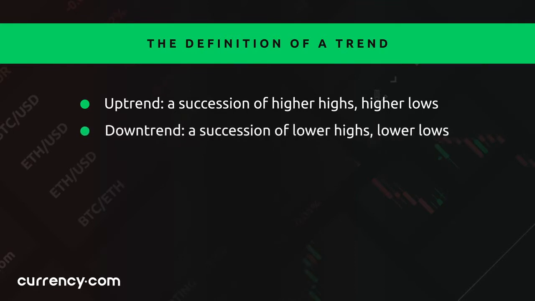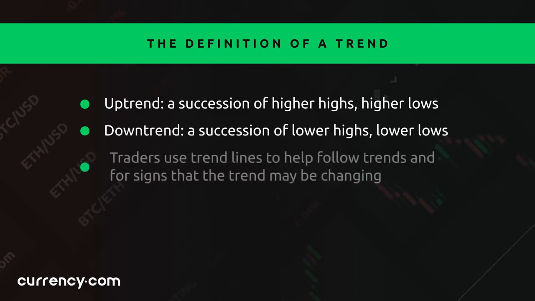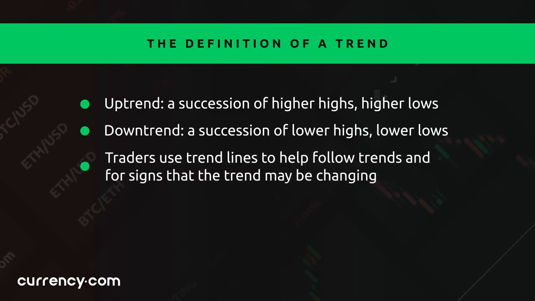A downtrend is really the mirror image of that. A market's falling, we have continued lower highs, lower lows. Every time the market rallies, it just meets more selling. So it's the sellers in control of this market. And traders will use trend lines to help follow these trends, to try and identify where to get in on the trend, and also for signs that maybe the trend is changing, because of course trends don't go on forever. But let's get on the platform now and look at some examples of these.